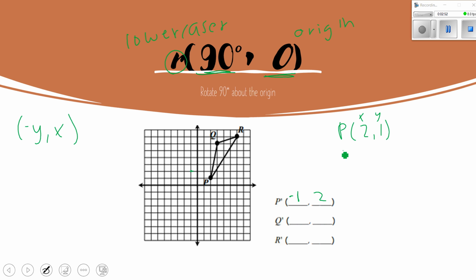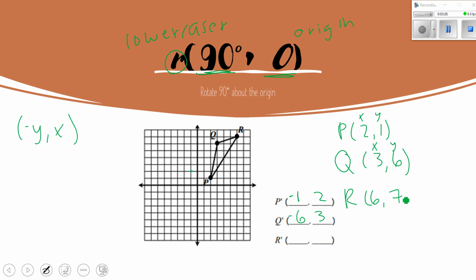Beautiful. Q is originally at 3 comma 6. We label these again as x and y. We want to change it into negative y comma x. If y is 6, negative y will be negative 6, and x stays as 3. So then we go to negative 6 comma 3. Put a dot there.